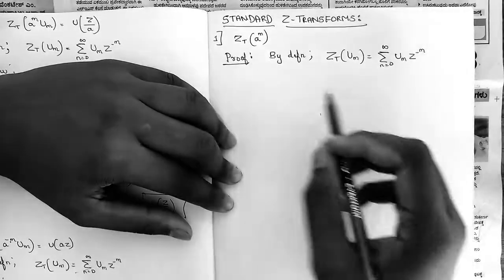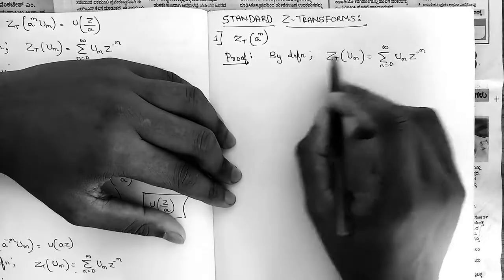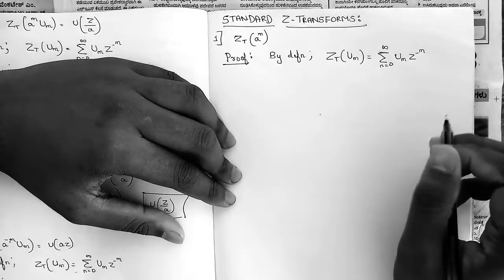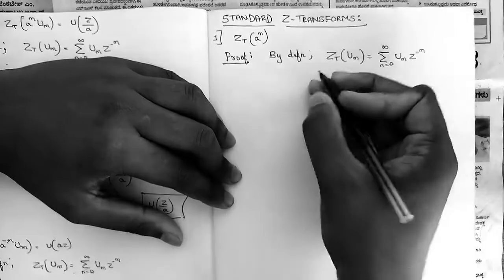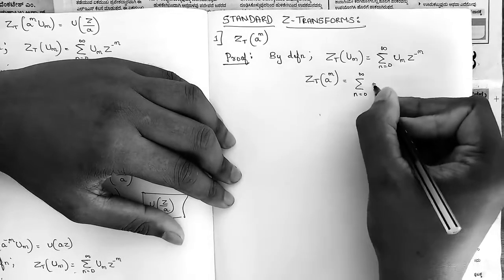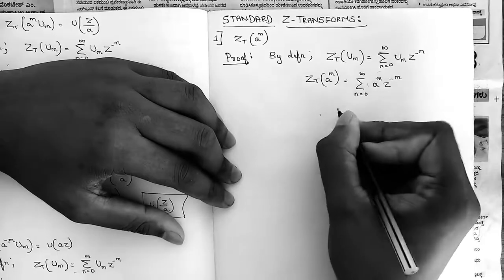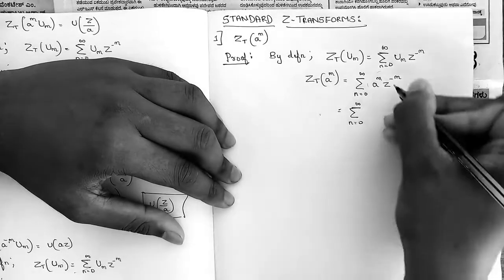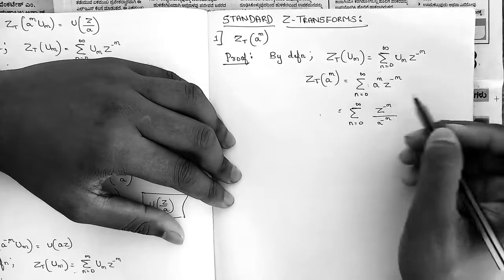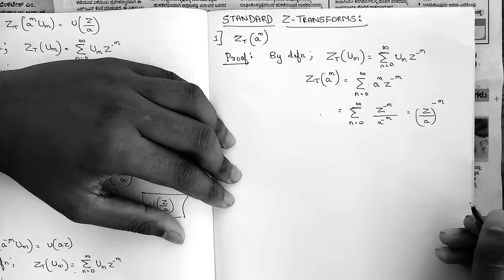So now we'll prove this. To get the final result, we need to consider the definition. Again, the standard definition says that the z transform of u of n is equal to the summation n from 0 to infinity u n z power minus n. Here in place of u n we need to substitute a power n. Again we need to bring this a power n to the denominator, and it becomes a power minus n. These powers are the same, so we can take that outside and write it as z by a to the power minus n.